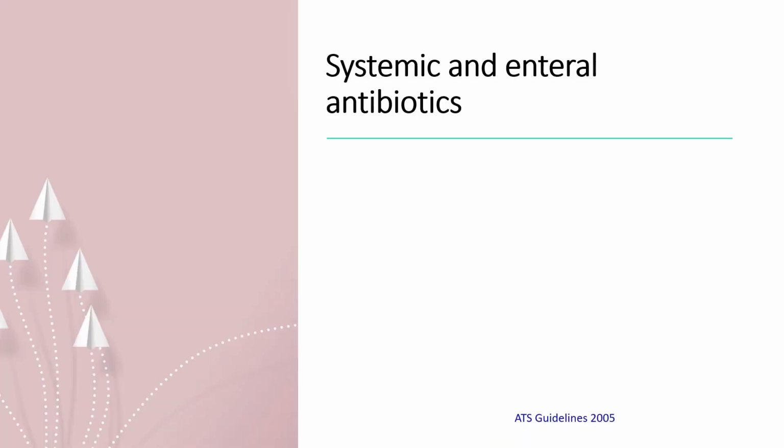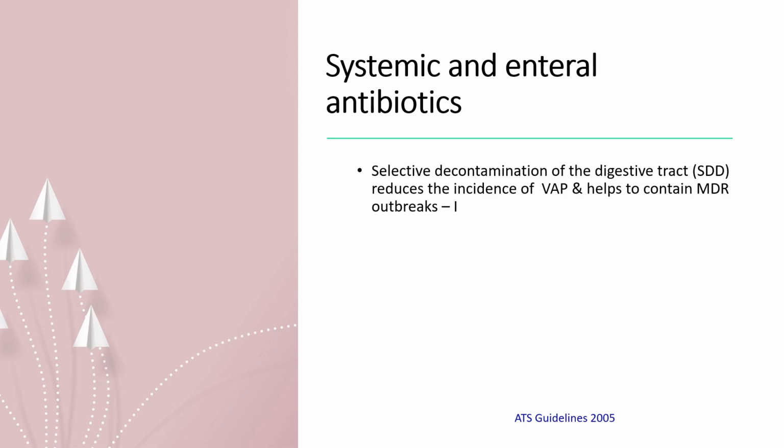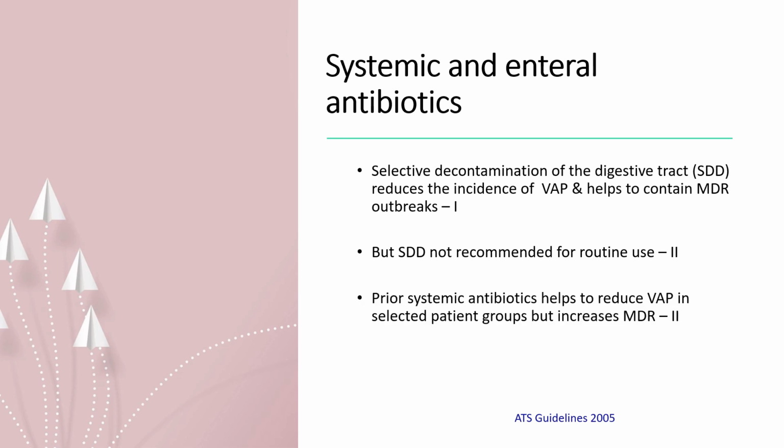Systemic antibiotic and selective decontamination of the digestive tract reduces the incidence of VAP and contains MDR outbreaks. That is a category 1 recommendation, selective decontamination of the digestive tract. But SDD is not recommended for routine use; that is again category 2. Prior systemic antibiotics help to reduce VAP in selected patient groups, but increase MDR. 24-hour antibiotic prophylaxis helped in one study but was not very useful.